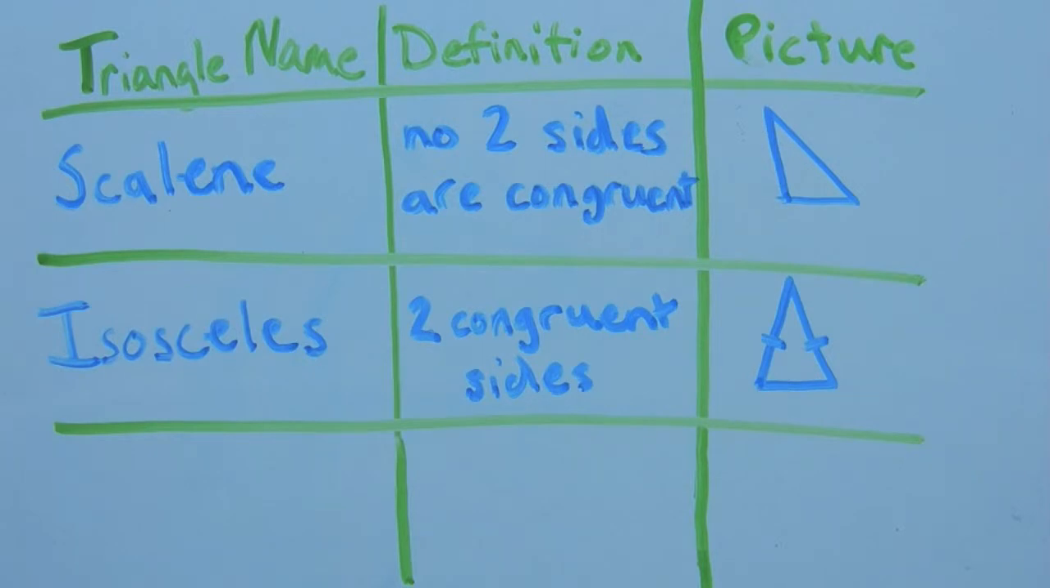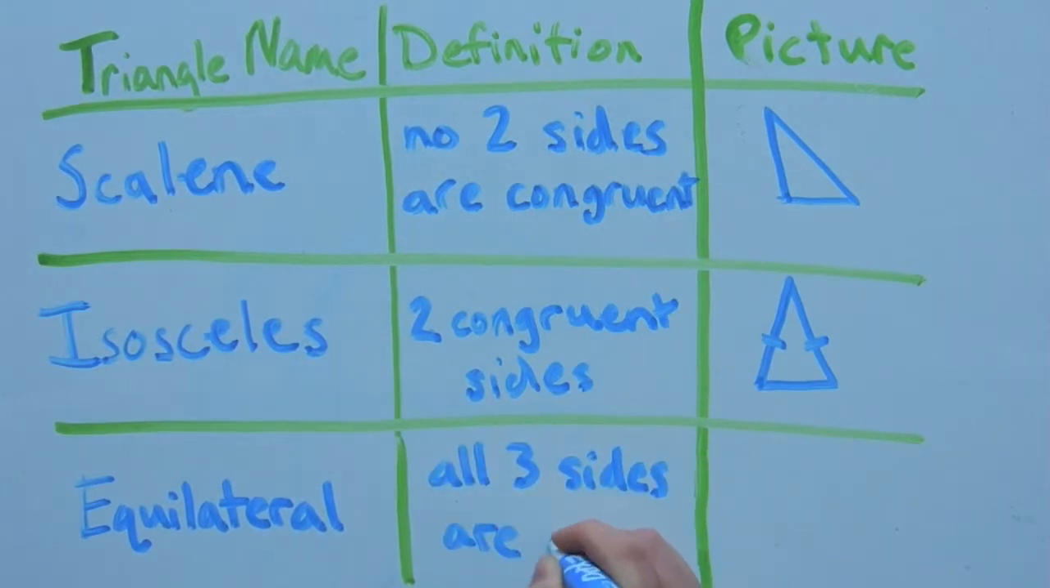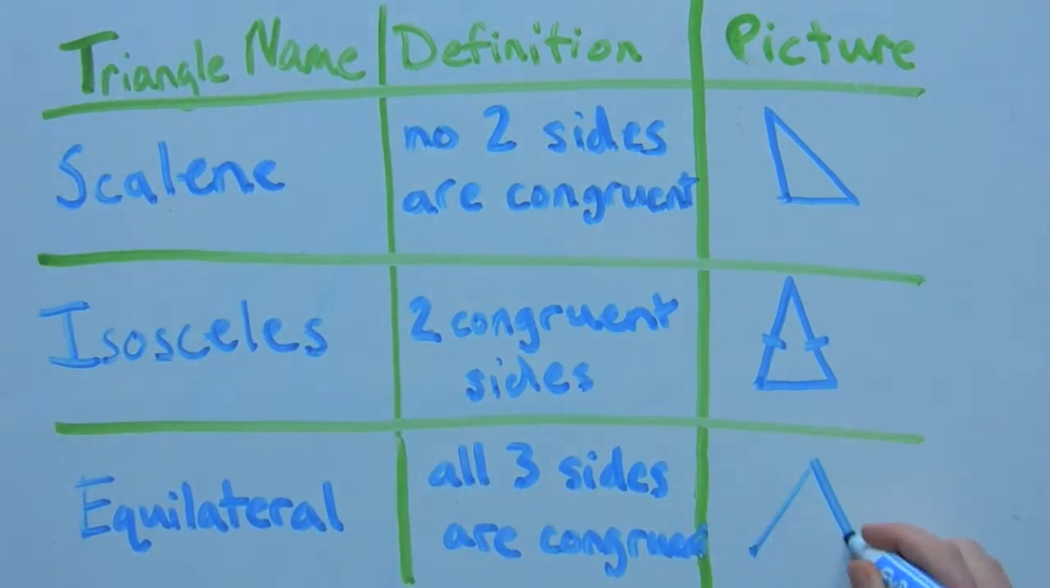Next we have an equilateral triangle. And that is where all three sides are congruent, as shown in this example picture. The first side is congruent to the second side, second congruent to the third, third congruent to the first, and so on.